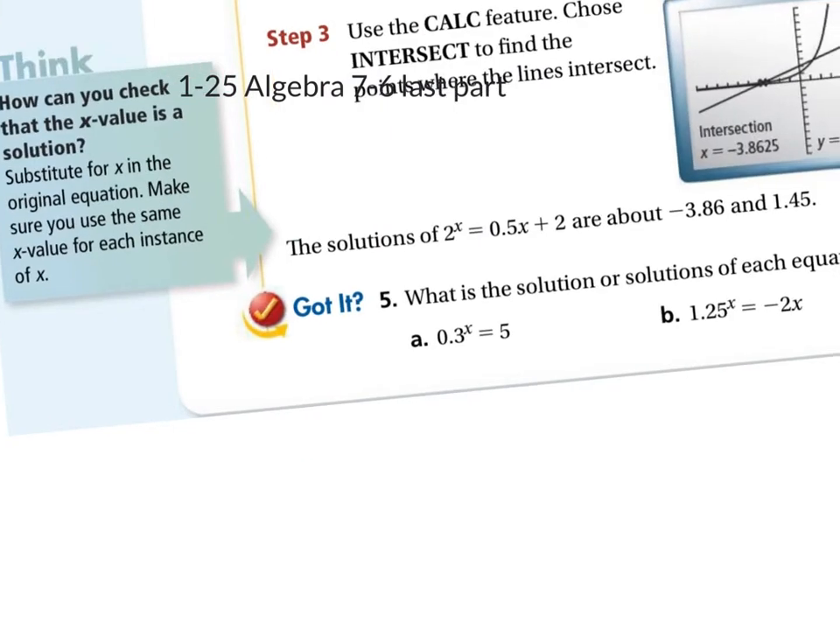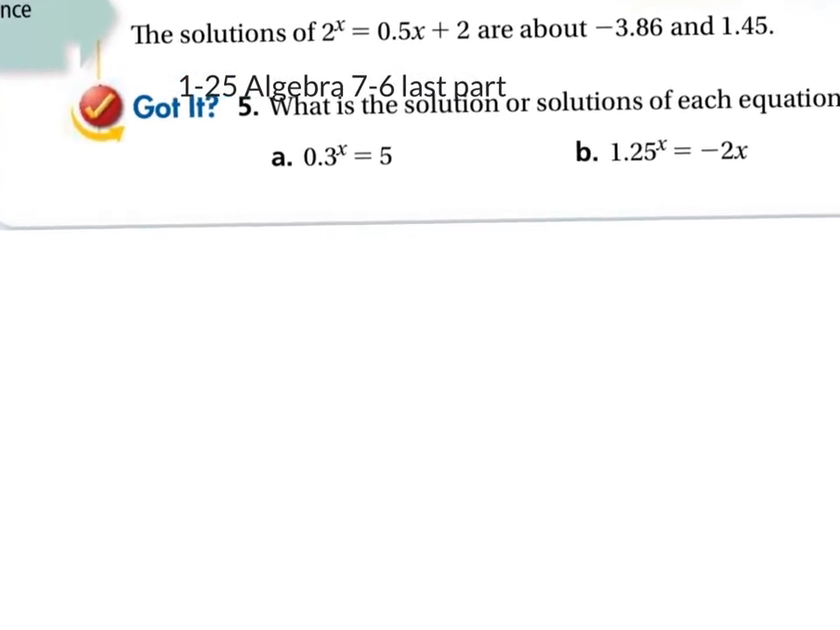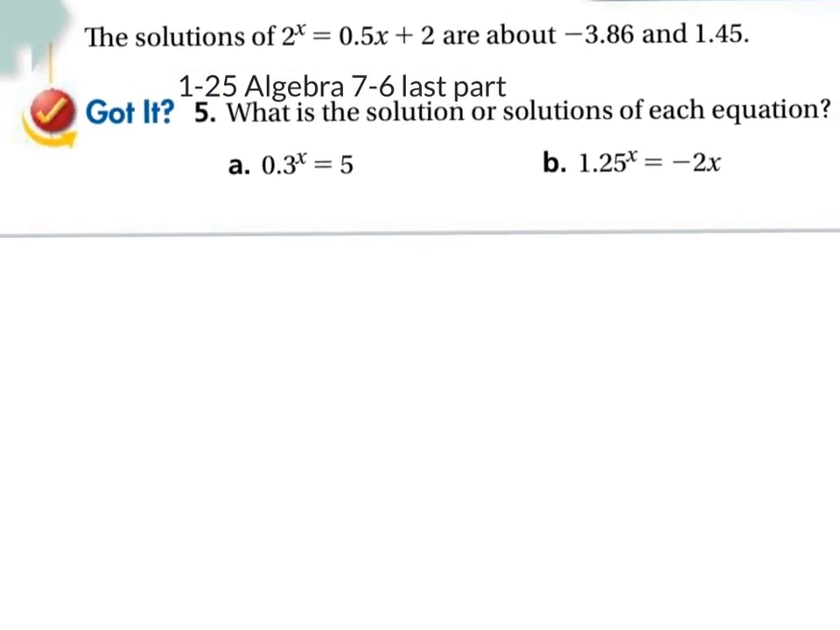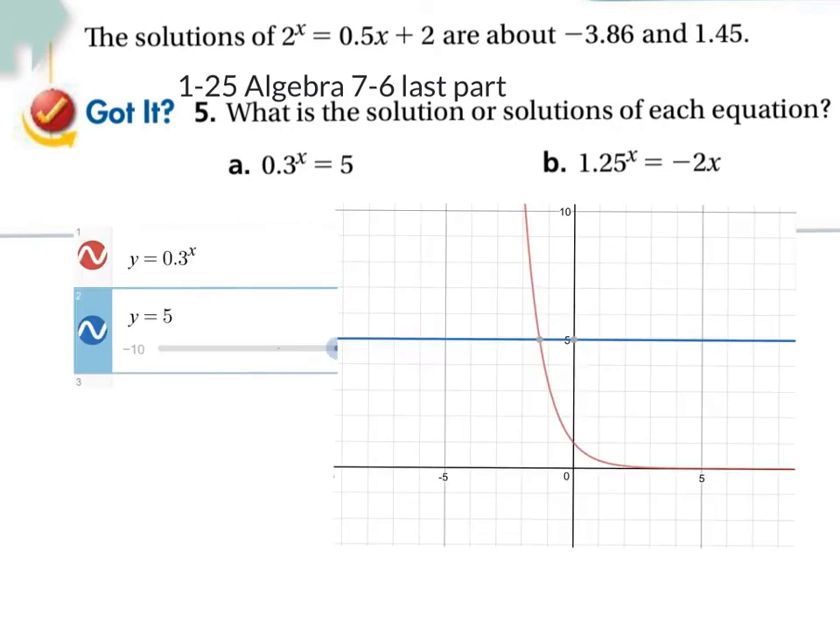So if we look at the guide at 5a, they want the solution or solutions of these equations. So we can just graph these 2 equations. On here, this red line is representing y equals 3/10 to the x power. The blue line is representing y equals 5, which, if you'll notice, is a horizontal line. So if we look at these, there actually is only going to be one intersection point here.